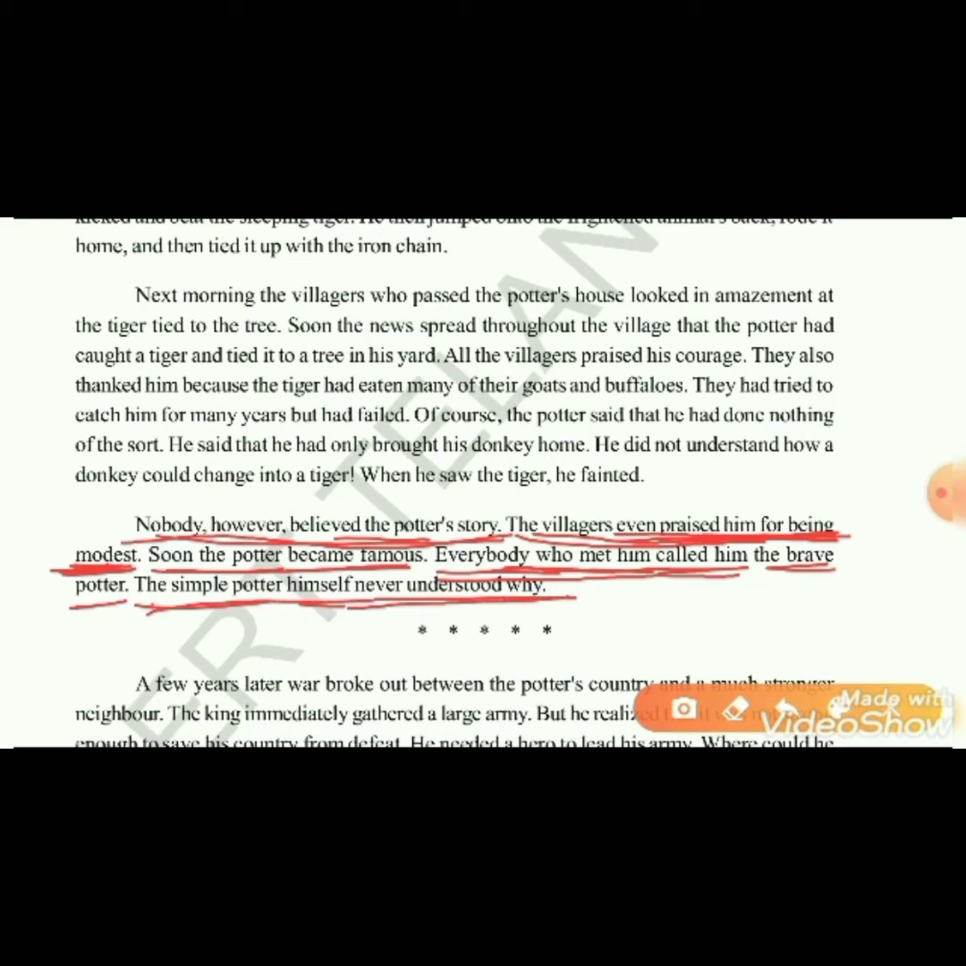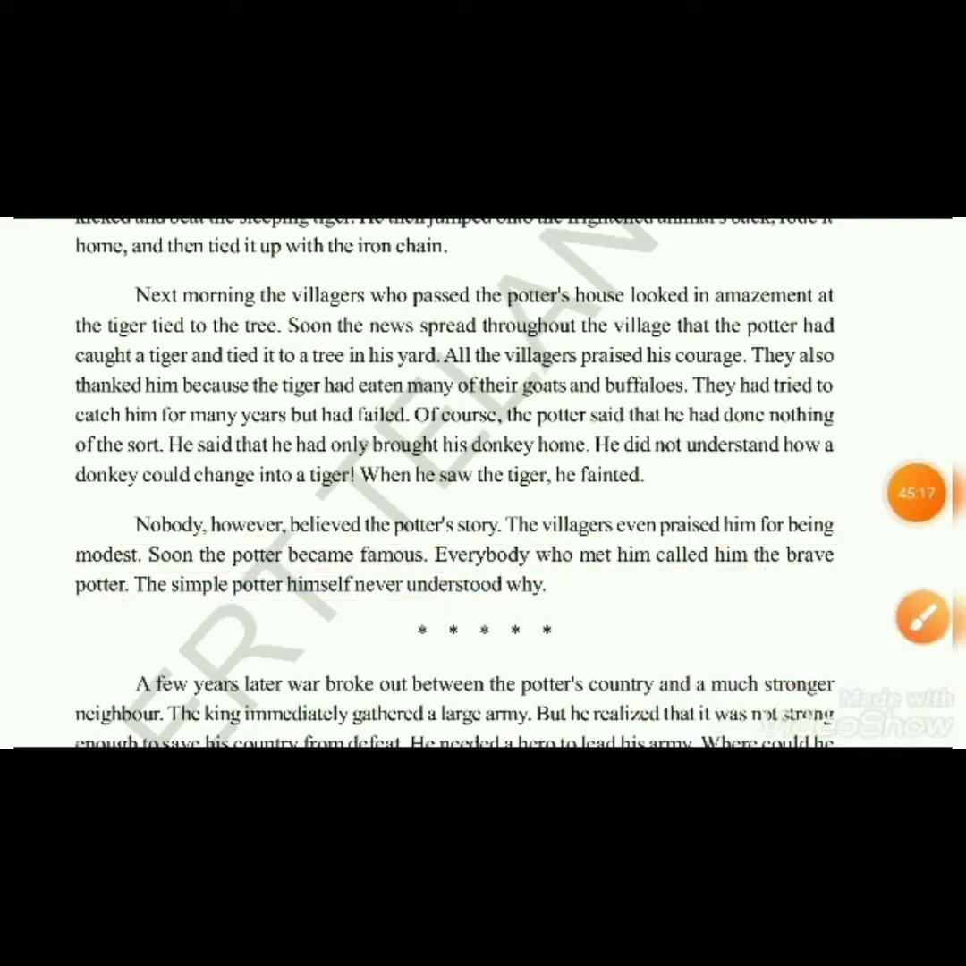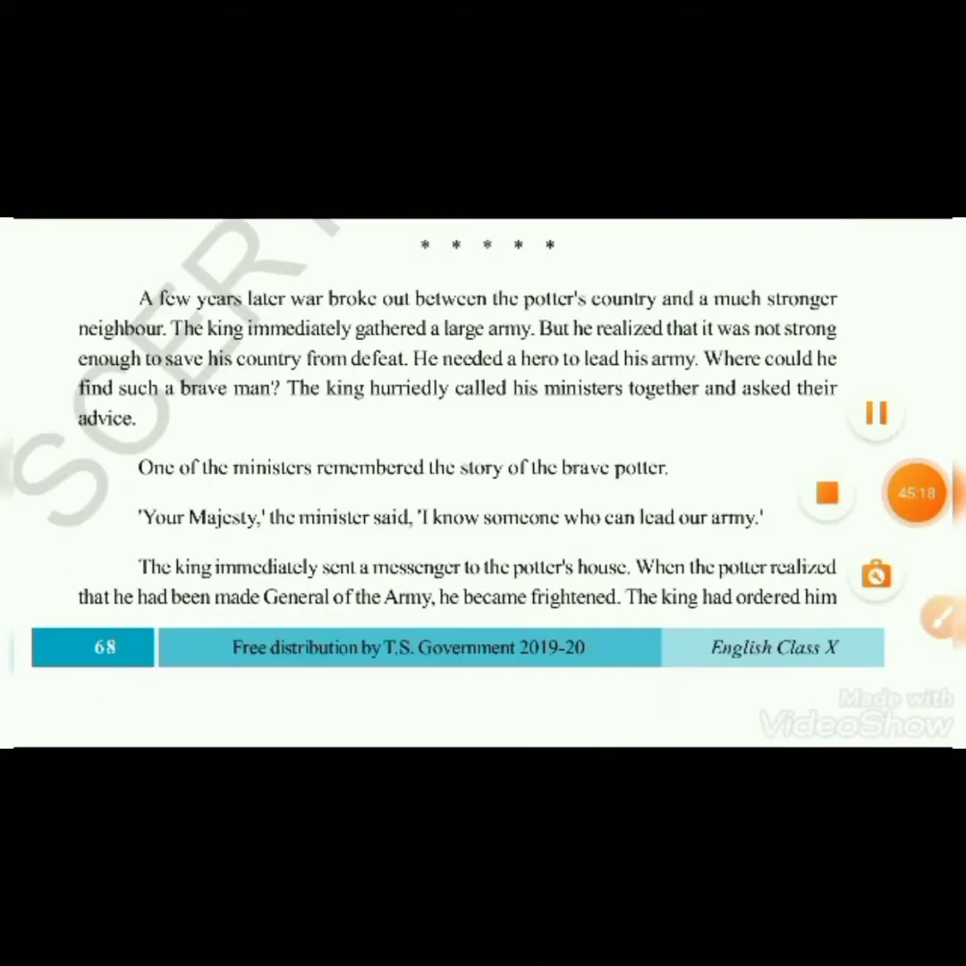Write in your notes: everybody who met him called him the brave potter. The simple potter himself never understood why. Everybody who came to meet this potter called him the brave potter. All started appreciating this brave potter, children.